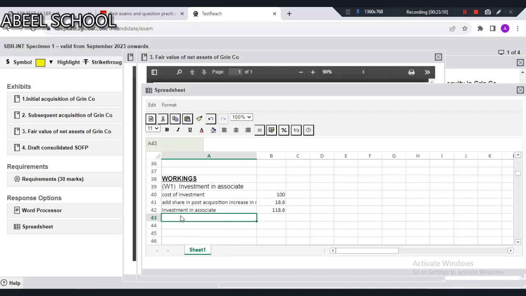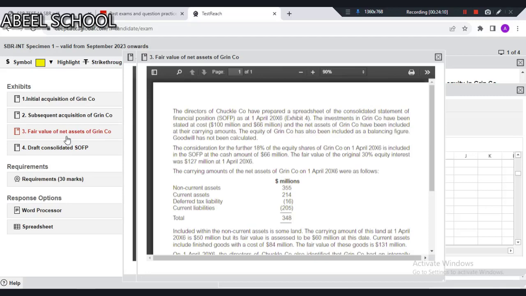Before the control, at the time of actually gaining control, we need to remeasure the fair value of the associate. So the carrying amount is 118.6, but at 1st April X6, the fair value is 127. The fair value at 1st April is 127. So simply, the gain goes to group profit and loss. The gain will be 127 minus this. The gain is actually 8.4. Okay, now go back to the question again.